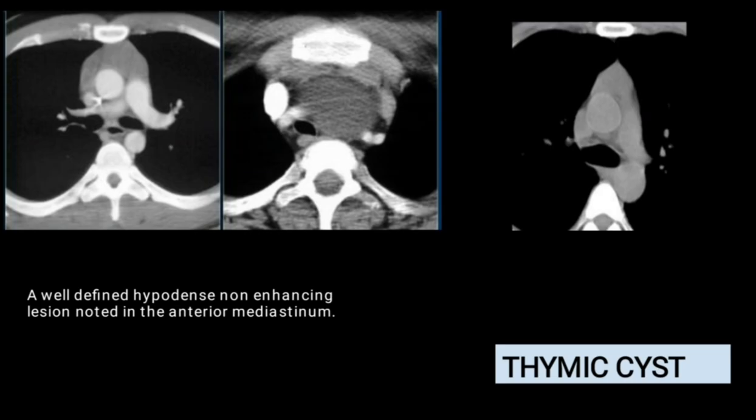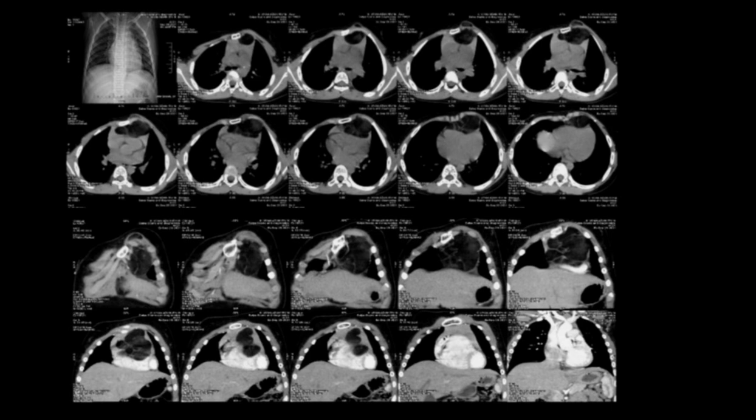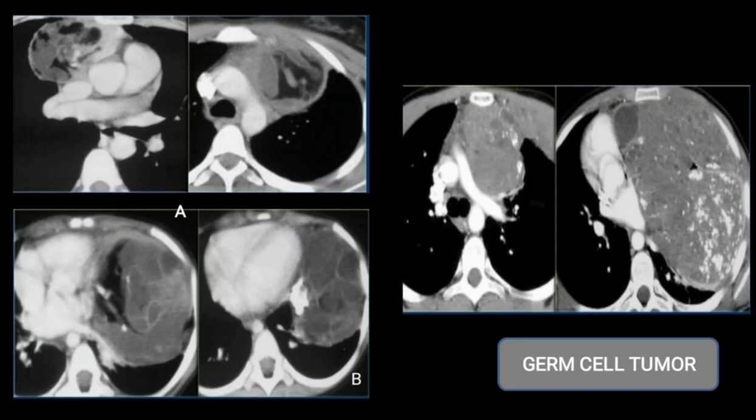There's another lesion, a well-defined hypodense non-enhancing lesion in the anterior mediastinum. It was a thymic cyst. Another lesion, a cystic lesion with few areas of enhancement, was a case of a cystic thymoma. A very clear fat density lesion in the anterior mediastinum at the region of the thymus was a thymolipoma. Another lesion has fat density areas, solid components, and multiple areas of calcification. So these were features of a germ cell tumor.